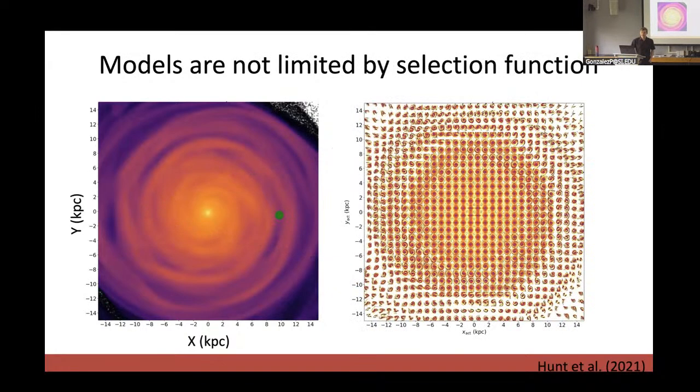However, models are not limited by such a selection function. We can look further away from the solar neighborhood. And so this very busy plot here on the right is dividing our galactic disk up into 900 1 kiloparsec bins and seeing what the phase spiral would look like in all these places around the galaxy. So the 3 things I want you to take away from this are, 1, the phase spirals are ubiquitous. They're everywhere. We don't live in a special place. You expect it to just be present everywhere.